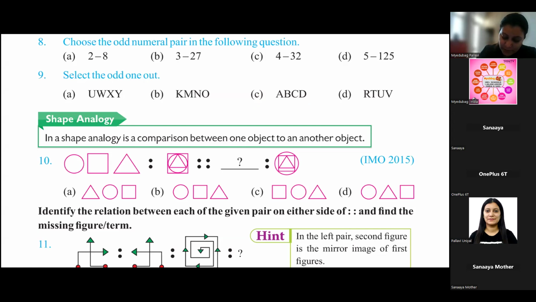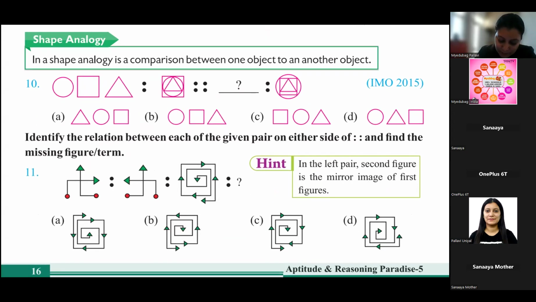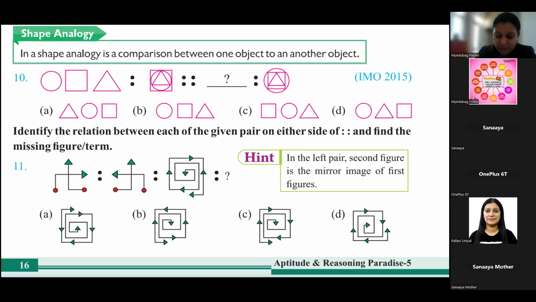Chalo, let's see the 10th one. Sanaya, you also see the 10th one? Sanaya, you are there, no? Yes, ma'am. Keep your video on, beta, so that I can see you also. Yes. So let's see the 10th one.